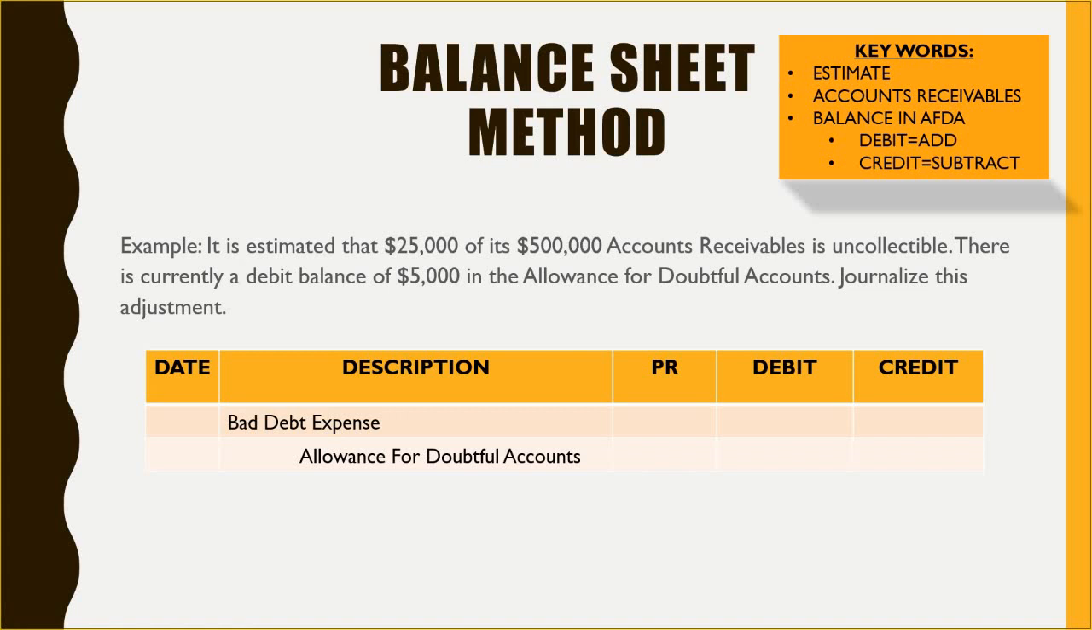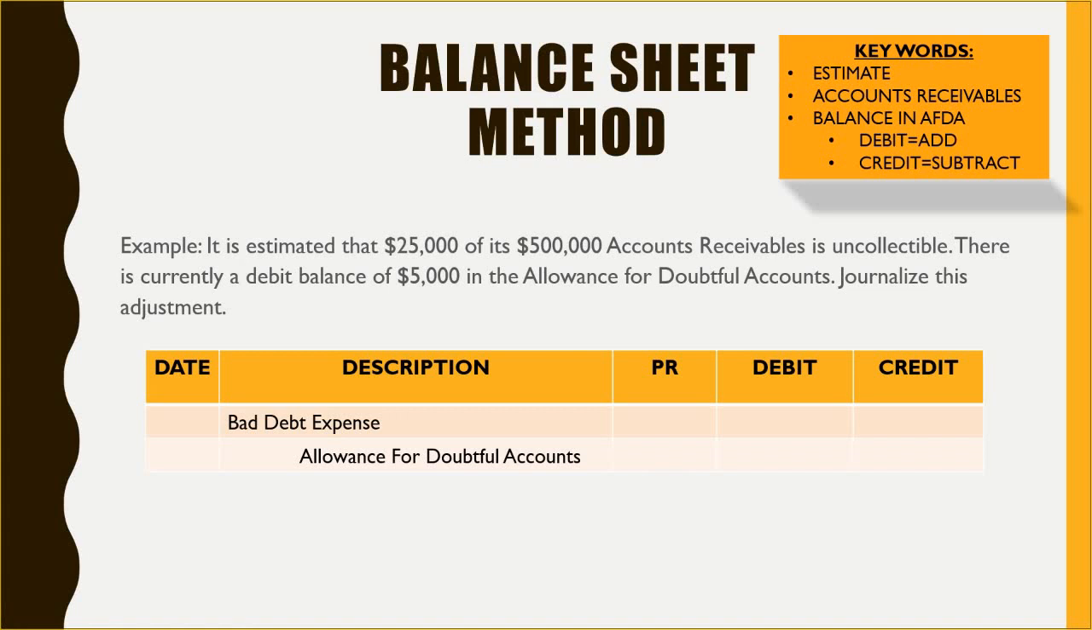So once again, what are the things that you need to identify? Let's just do the basic building blocks of the journal entry. Since it's a bad debt expense, expenses are increased by a debit, so that's going to go first. And this is where your allowance for doubtful accounts becomes a credit, hence it's a contra account. It's going to be credited here for the allowance for doubtful accounts.